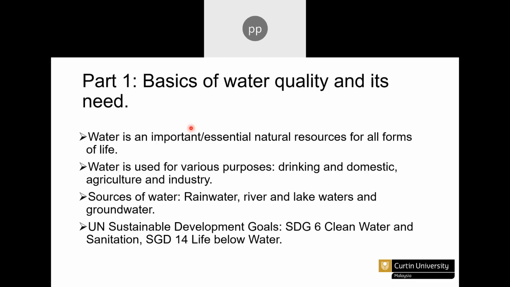Because of the need and the importance of water for everybody on our earth system, the United Nations Sustainable Development Goals already propose some goals towards water. For example, SDG 6 is clean water and sanitation, and SDG 14 reflects life below water. That means all over the world there is already great concern about these water resources, and various agencies, including governments and NGOs, are very concerned about clean water in order to sustain the community.